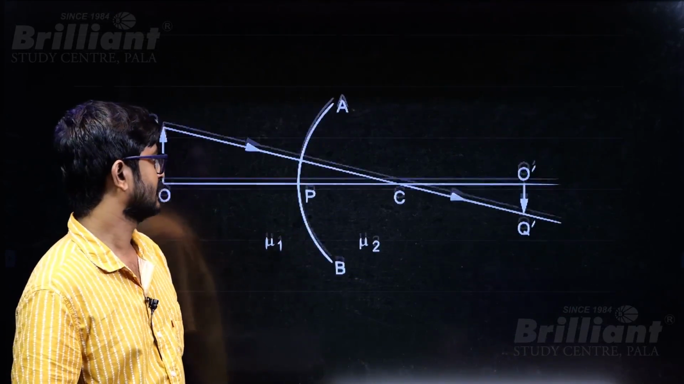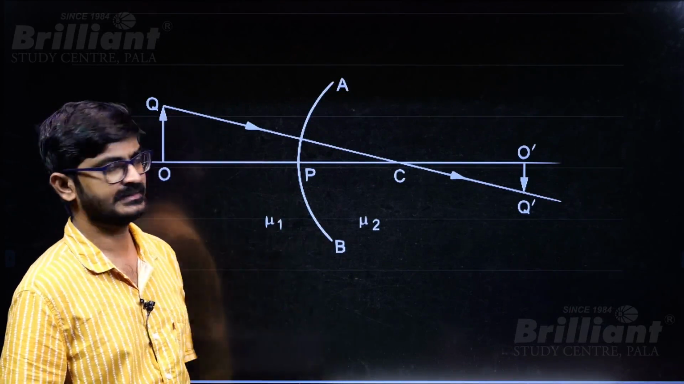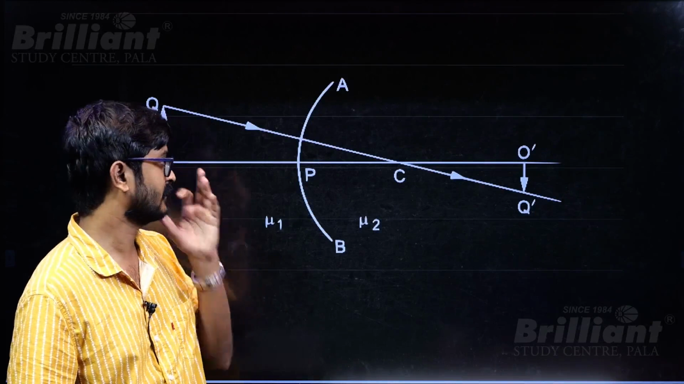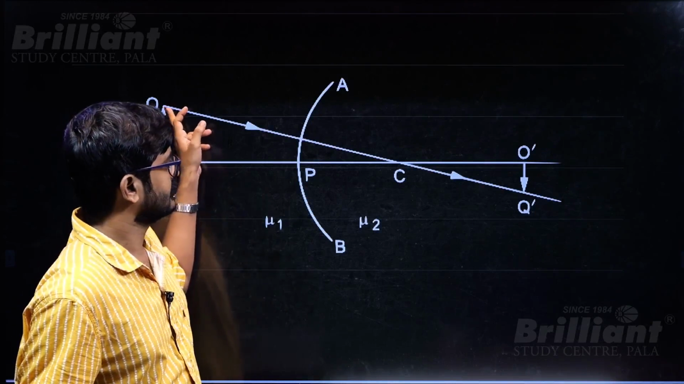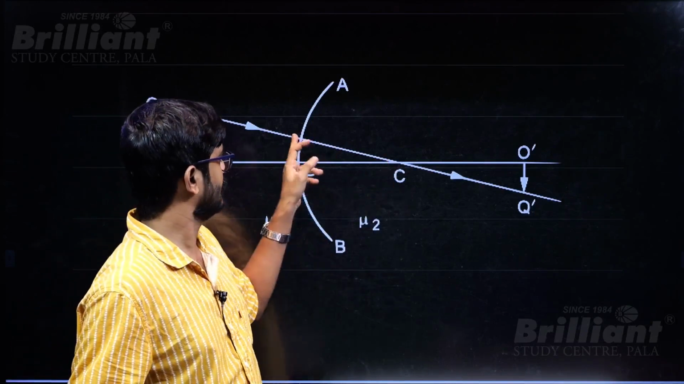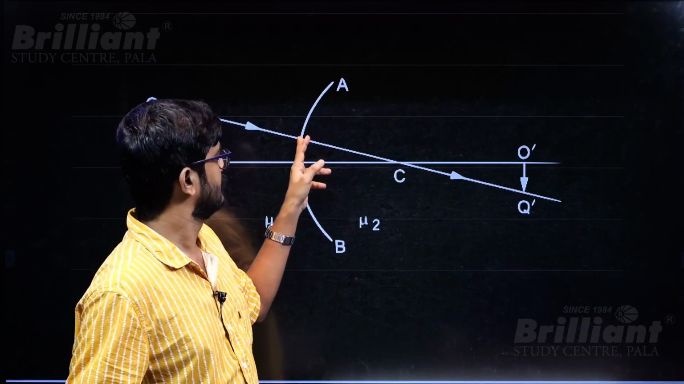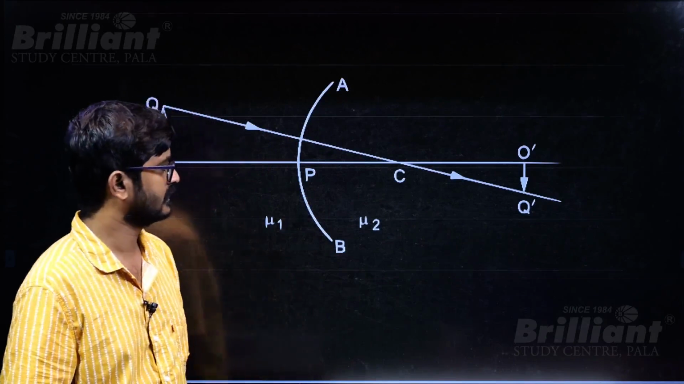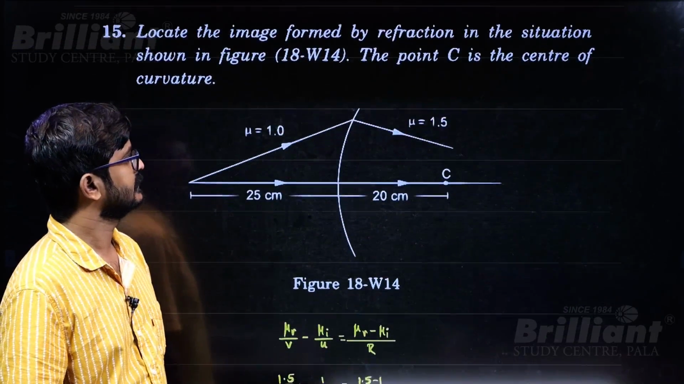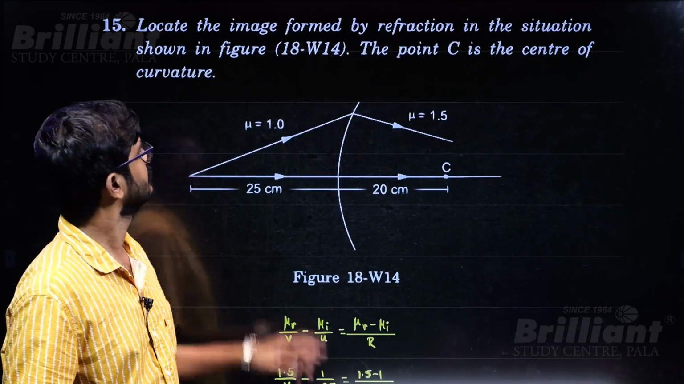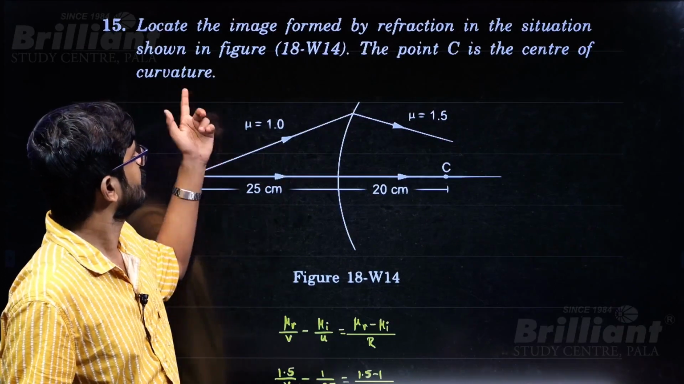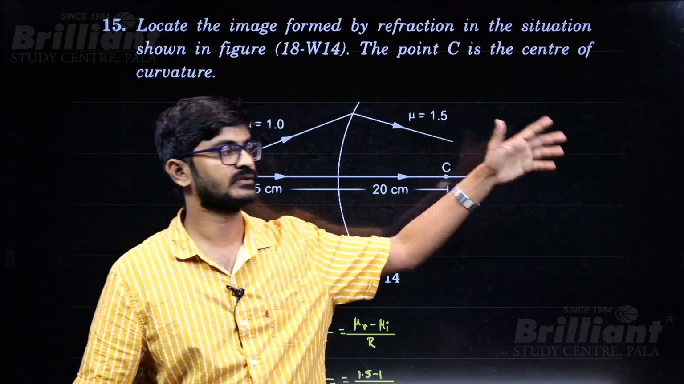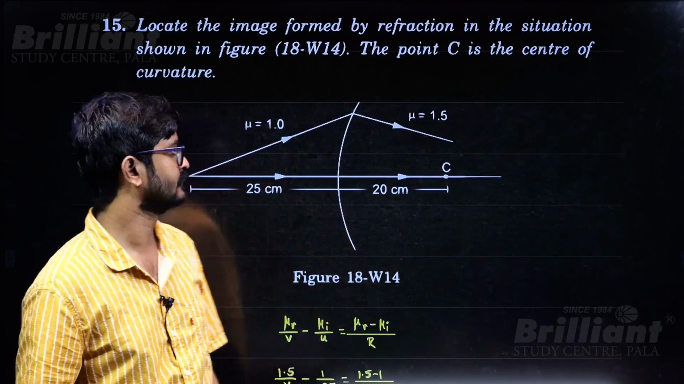Now we need rays to trace the image, and there are not many we can draw, but one thing we can say: if something is passing through the center, it will hit the normal at angle 0, so it will go undeviated. Anyway, let us see how to trace the image by using the formula. Object distance is 25, object is here, the incident ray is going this way, so this direction is positive, this direction is negative.